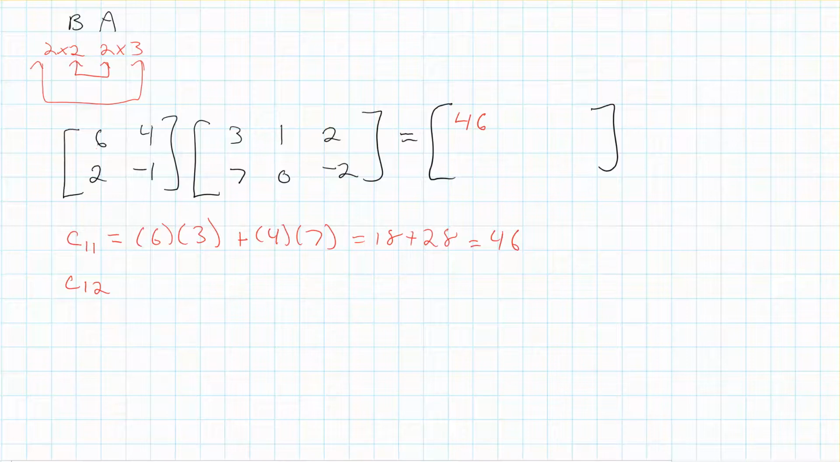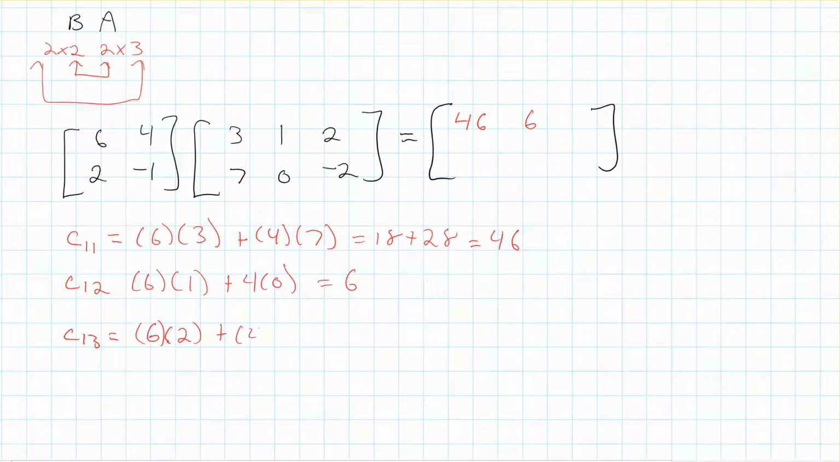Alright, so this would be row 1, column 2, so this would be 6 times 1 plus 4 times 0, which would just be 6. And then C13, row 1, column 3, so this would be 6 times 2 plus 4 times negative 2, which would be 12 plus negative 8, which is 4.